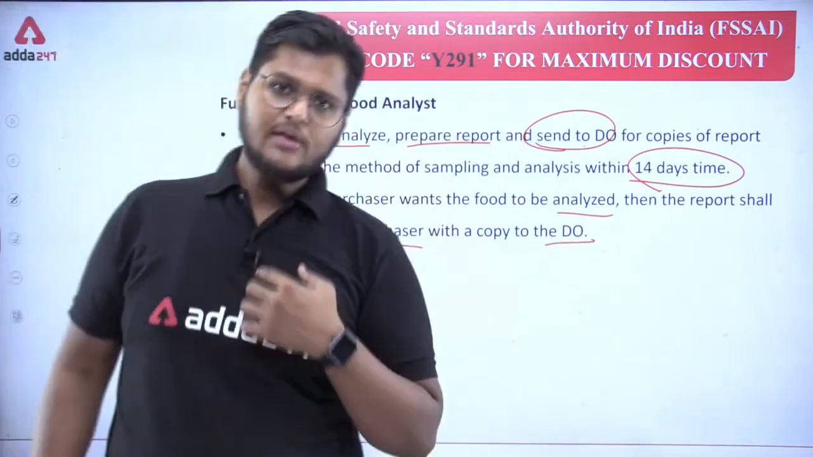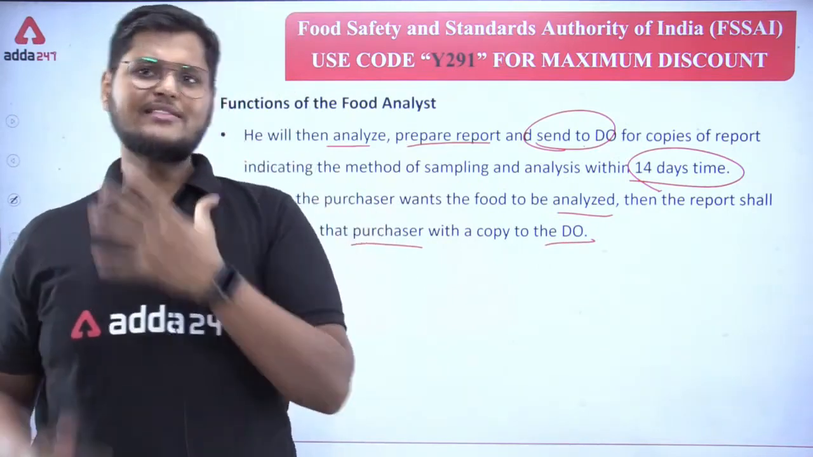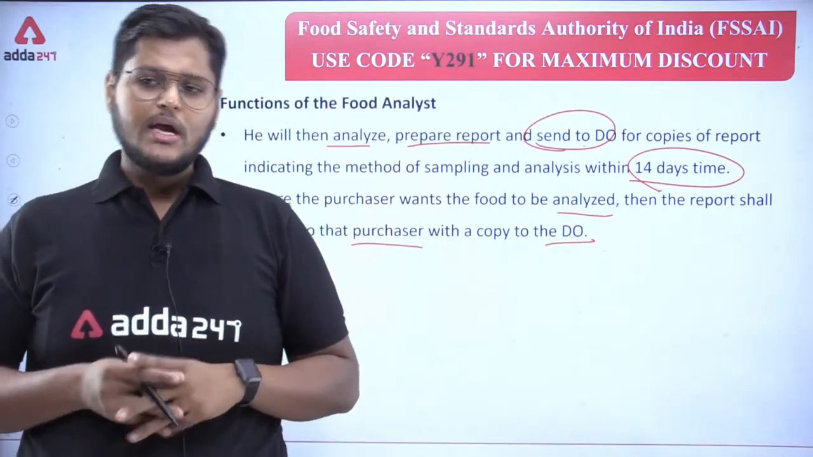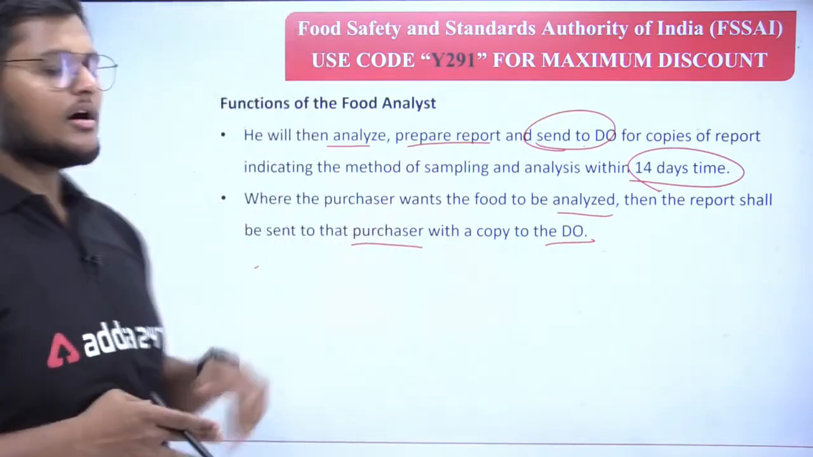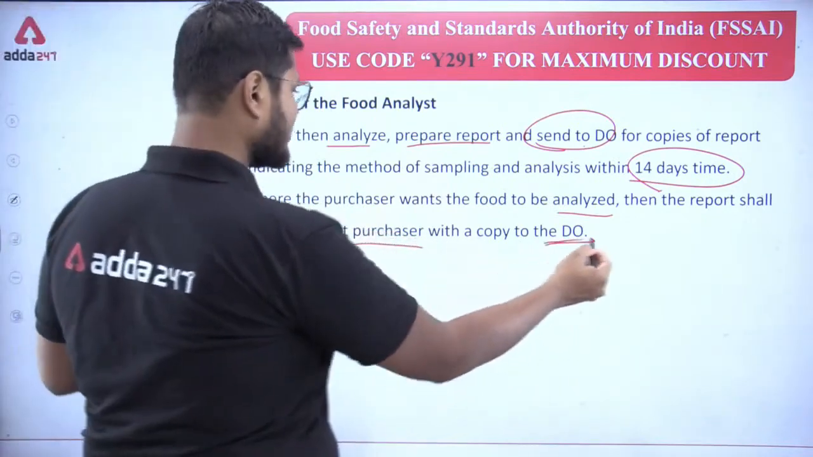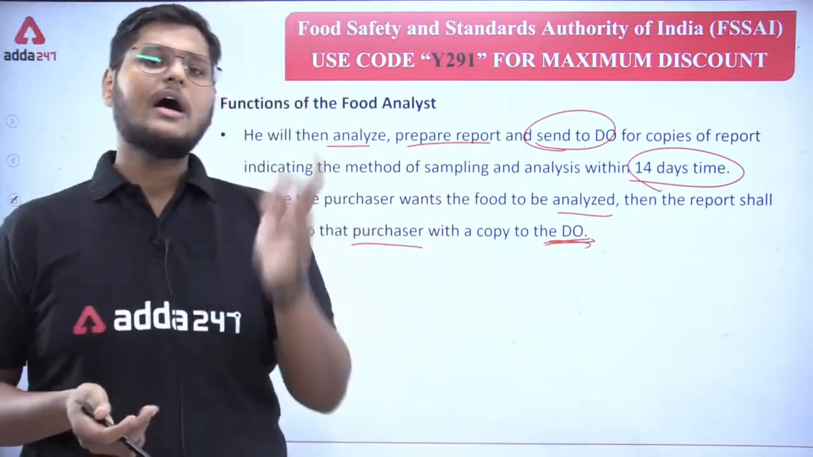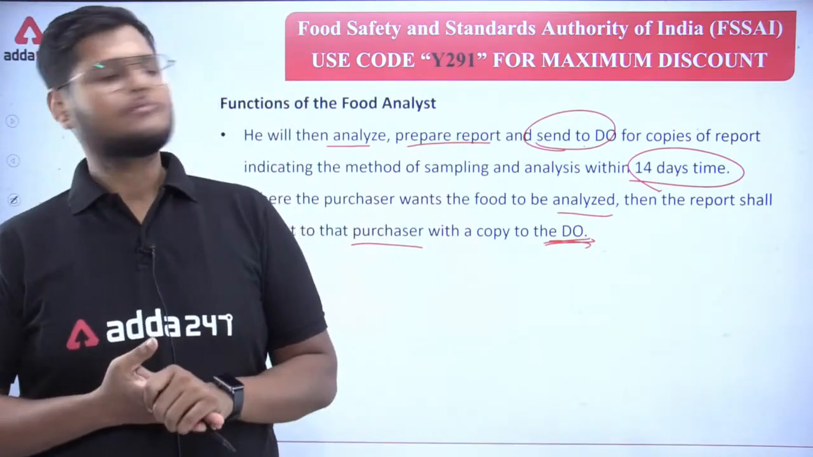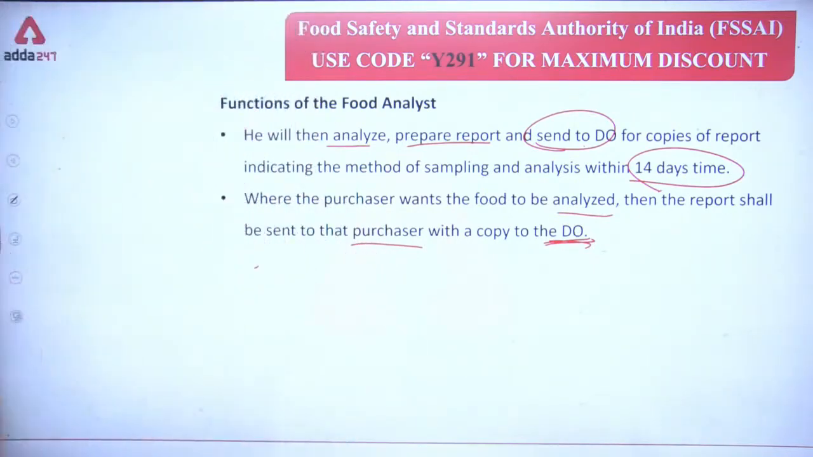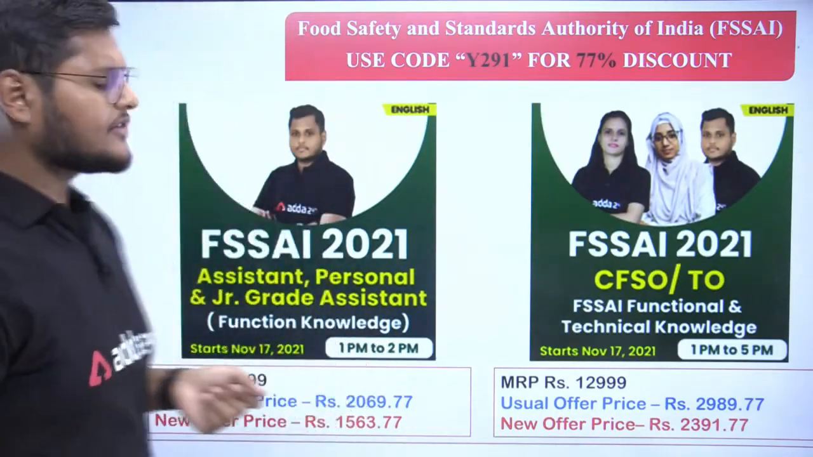If you are a consumer, I am also a consumer. Let's take an example that I want a specific product to be analyzed. In that case, what should be done here? After analyzing the product, a copy will be sent to the DO, but a copy will also be sent to me, because I had demanded the analysis of the sample. So these were the functions of the different state food authorities, the role of different state food authorities.